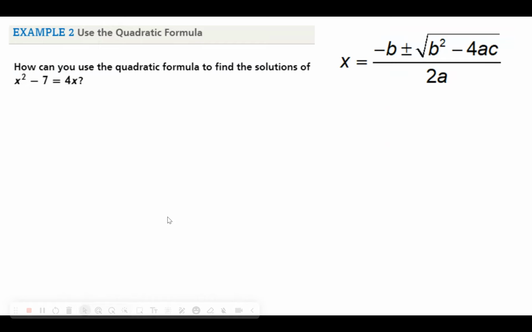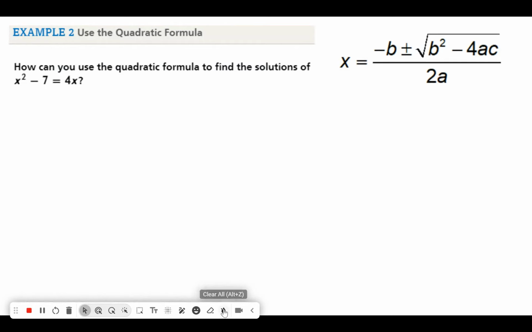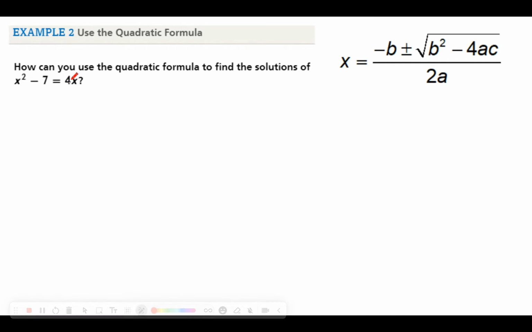All right, so let's take a look at it. It says, how can you use the quadratic formula to find the solutions of x squared minus 7 equals 4x? So if you take a look at this quadratic equation, I want to first set it equal to 0. We still need to put it in standard form. So to do that, I need to move the 4x to the left. It's a positive 4x, so I will subtract it on both sides. Now again, it's an x term. It's not going to combine with x squared or the minus 7 because those are not like terms. So we'll put it in standard form: x squared minus 4x minus 7 equals 0.